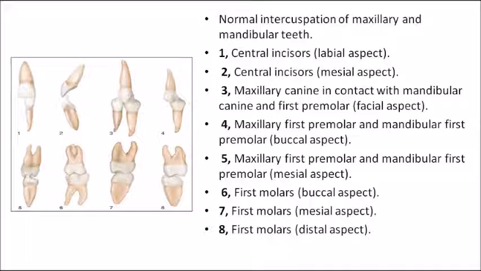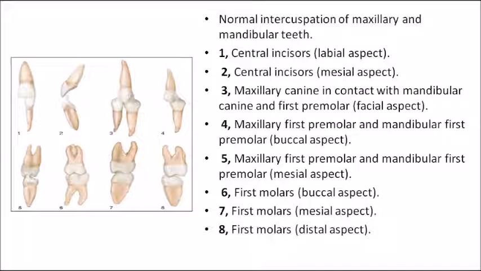Now the picture marked 2 shows the contact between upper and lower incisors from a mesial aspect, and we can see that the curved surfaces of the incisal thirds of the upper and lower incisors come into contact. The third picture shows the maxillary canine in contact with the distal aspect of the mandibular canine and the mesial aspect of the first premolar.